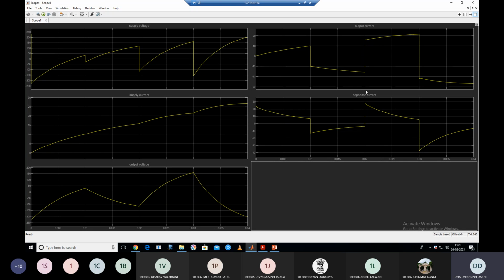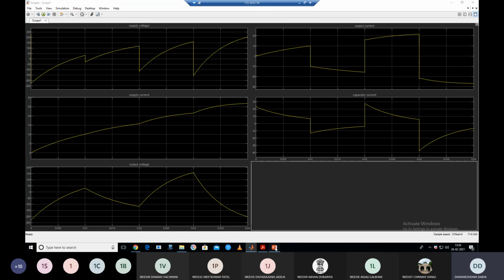So this is the output current and this is the capacitor current flowing into the capacitor. As we already said, the capacitor is initially charged, so it has maximum current. But after the conduction of T1, T2, what will happen? The capacitor is discharging, so the current will reduce. And that adds to this value.